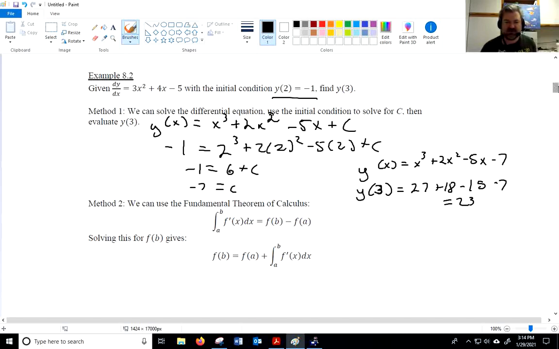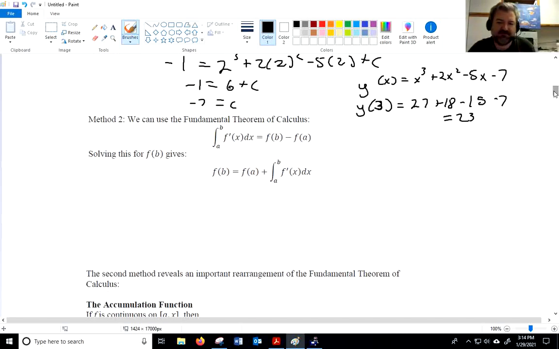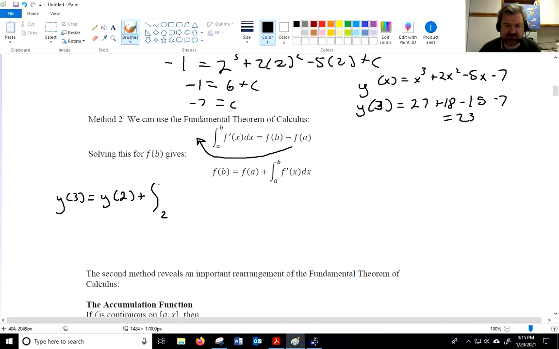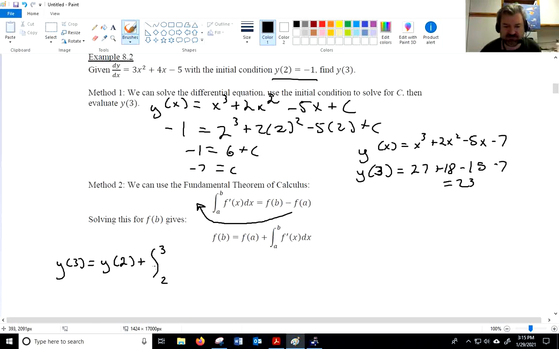Let's use the fundamental theorem of calculus. So we know that the integral from a to b of f prime of x dx equals f of b minus f of a. If I solve this for f of b, I can simply add f of a to both sides, right? Adding it to both sides moves it over there. So what that means is, if we're trying to find f of 3, or in this case y of 3, well, y of 3 must be equal to y of 2 plus the integral from 2 to 3 of y prime, which was dy/dx, so 3x squared plus 4x minus 5 dx.